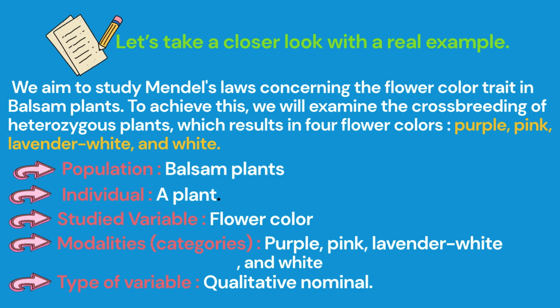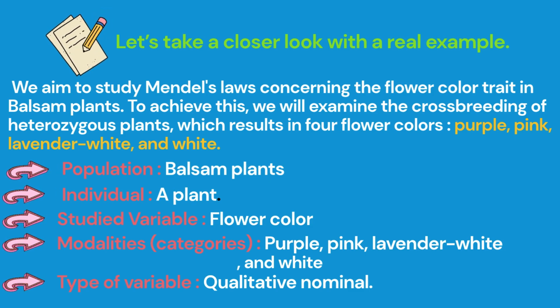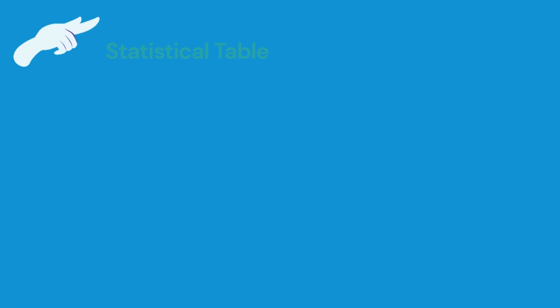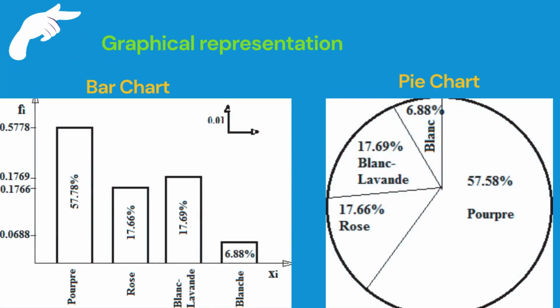Now, let's look at the modalities. Here we have four different flower colors. If we look closely at these values, we notice that they are not numbers, they are qualities, and there is no natural order between them. For example, purple isn't more or less than pink. So we say that this is a qualitative nominal variable. Now that we have identified our variable and its modalities, we can organize the data in the following statistical table. Next, we can visualize the data using a bar chart or a pie chart.